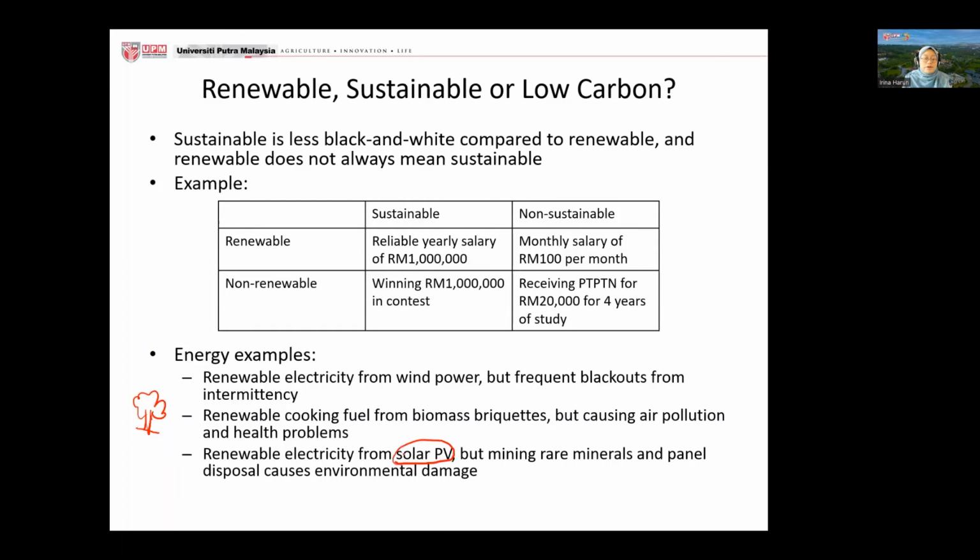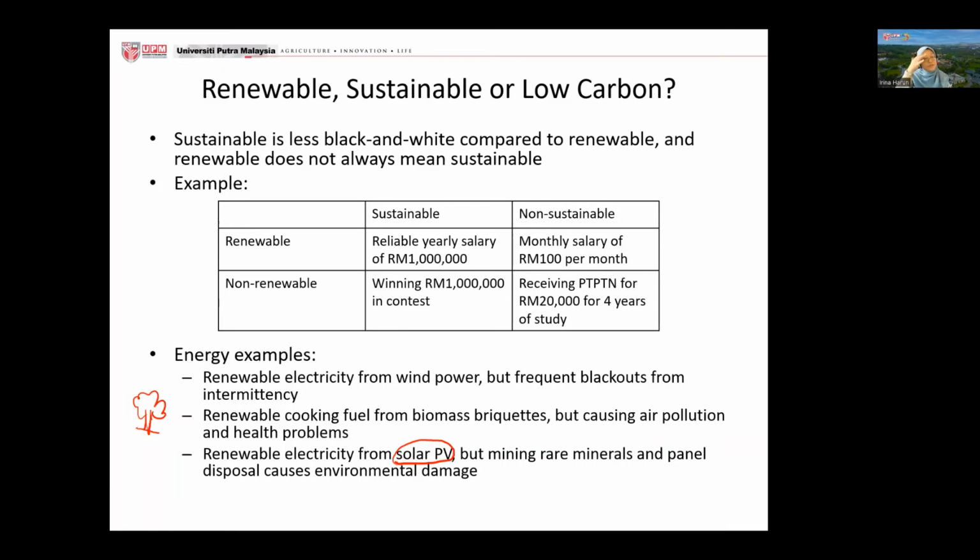And then again, one final thing, solar. Solar is very, very popular. Usually nowadays it's almost like plug and play. You buy the solar PV, you plug it in, and then you simply generate electricity.